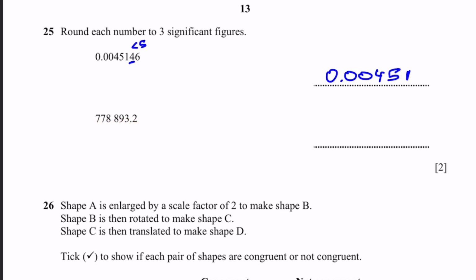Now for the second one, 778,893.2. Now because it starts with a 7, that means that's the first significant figure, 7 is the second, and 8 is the third. The second 8 is the fourth significant figure, which is greater than 5, right? This 8 is greater than 5. That means we add 1 to the previous 8. So it'll be 779,000. That's the answer.